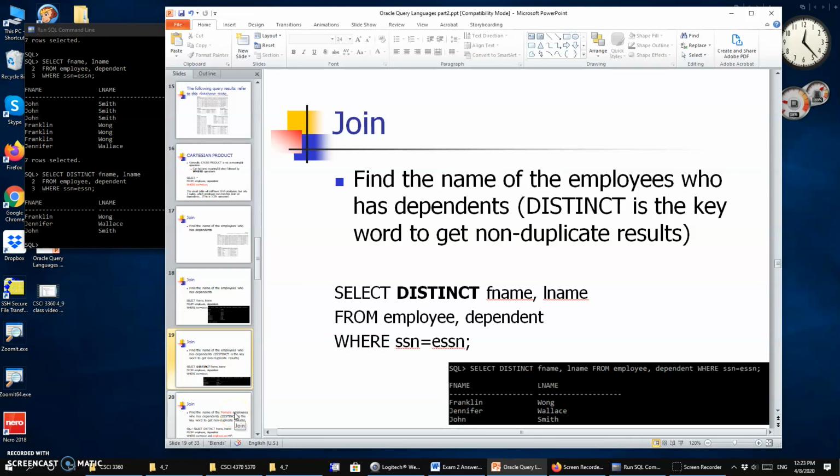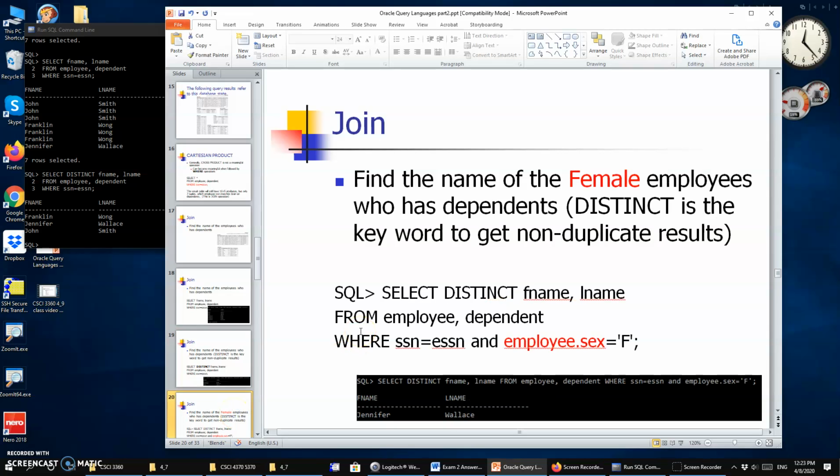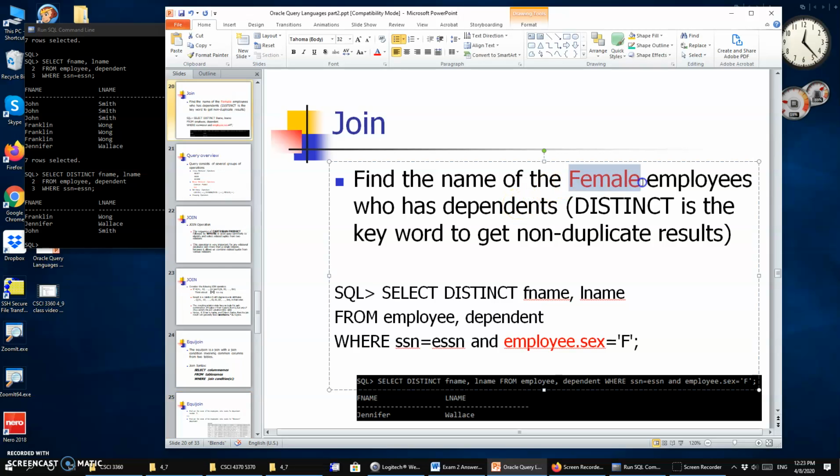So if we move on a little bit further, find the name of the employee who has a dependent. Now we have the same question with one more condition, saying that I am only interested in female employees. So by doing so, basically we don't need to change much. After the where condition that we use to join the two tables, we just add sex equals to female.